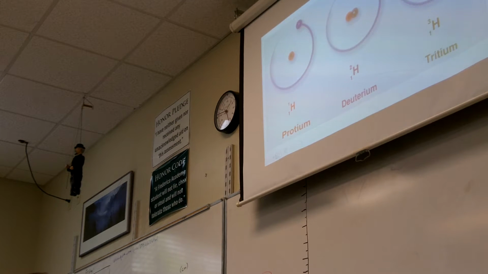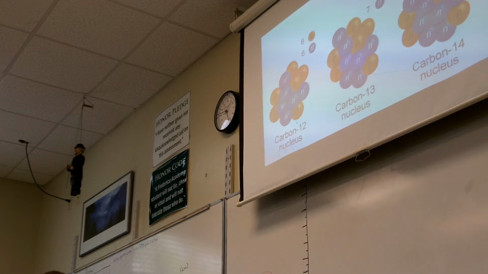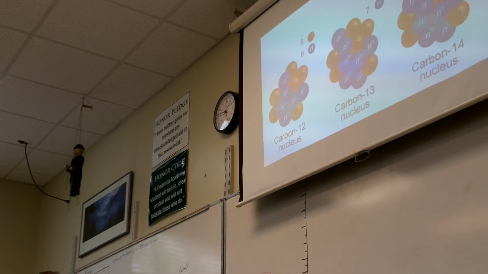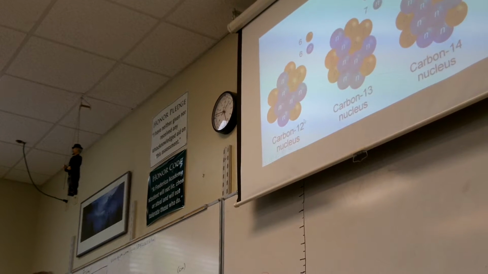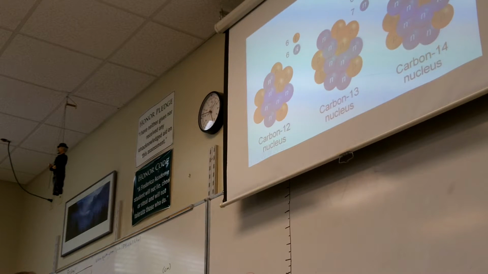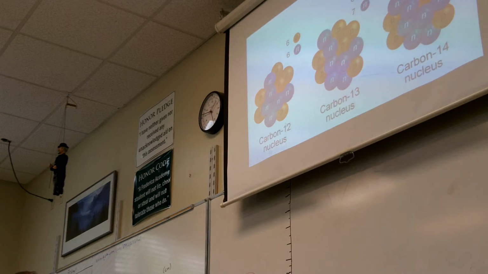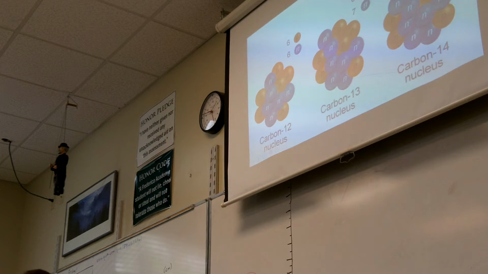All right. Here's 3 other isotopes that you may have heard of before. Carbon-12, carbon-13, and carbon-14. Carbon-12 has 6 protons and 6 neutrons. That's why they call it carbon-12. Carbon-13 has 6 protons and 7 neutrons. And carbon-14 has 6 protons and 8 neutrons. So that's what the numbers mean.